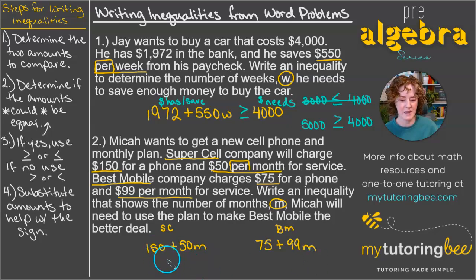If we flip those around and said, well, what if Supercell turned out to be $600 and Best Mobile turned out to be $500? Well, that's going to be a greater than symbol, which is what we want. We want Best Mobile to actually be the cheaper plan. Now, again, $600 and $500, they don't necessarily have anything to do with this problem. I just substituted those numbers in just so that I could get a little bit of help and see which inequality symbol to use that would fit this situation. So I hope that helps you with writing inequalities from word problems.